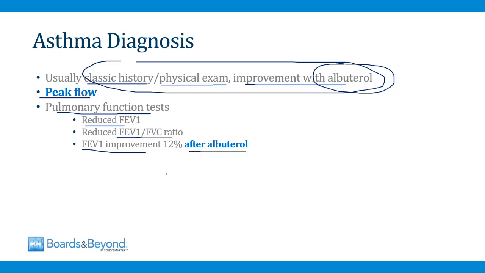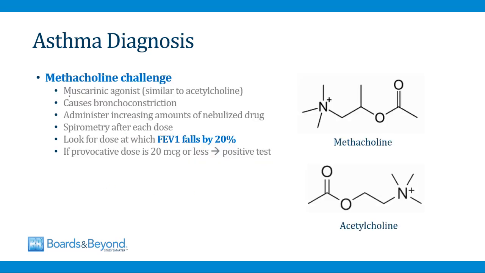The definition of a significant improvement in FEV1 is not standardized, but most people say if the FEV1 goes up by 12 or 15% or so, that's significant, and that indicates asthma. You can see smaller improvements in FEV1 in other disorders like COPD, but these large improvements usually are only seen in patients with asthma. There is a rarely used test for the diagnosis of asthma called a methacholine challenge.